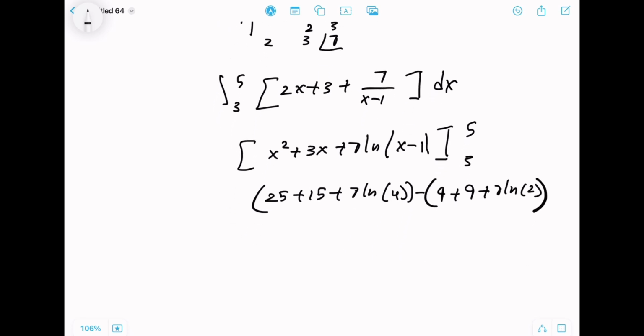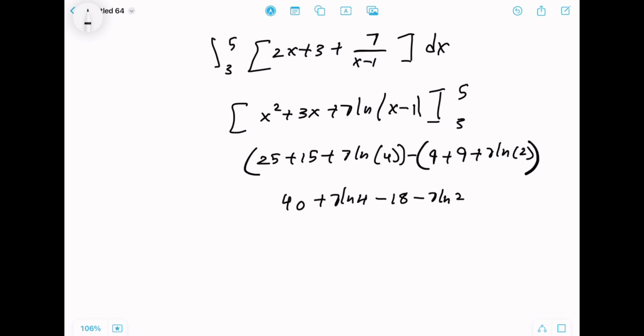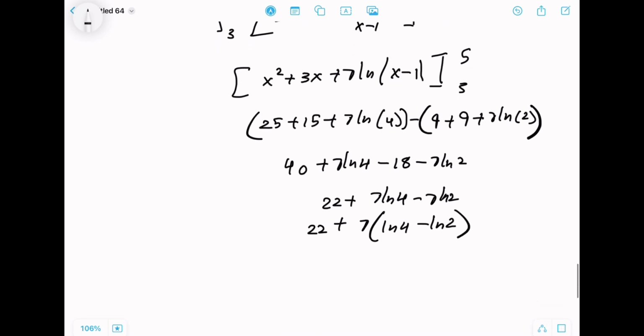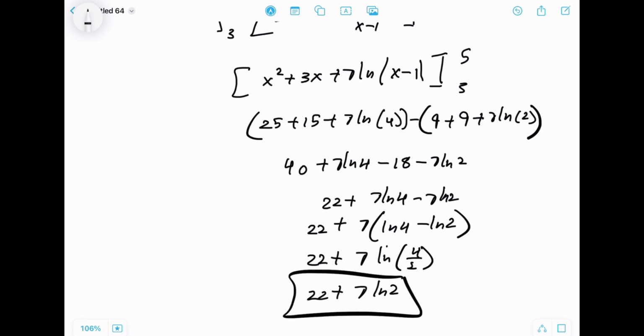So when I evaluate this now, I'm going to get 40 plus 7 ln 4 minus 18 minus 7 ln 2. So now I get 22 plus 7 ln 4 minus 7 ln 2. And if I want to, I can write this as 22 plus 7 times (ln 4 minus ln 2). And if I want to get even more specific, that's going to be 22 plus 7 times the ln of 4 over 2. So finally, it's 22 plus 7 times the ln of 2. That is my answer for number 5.